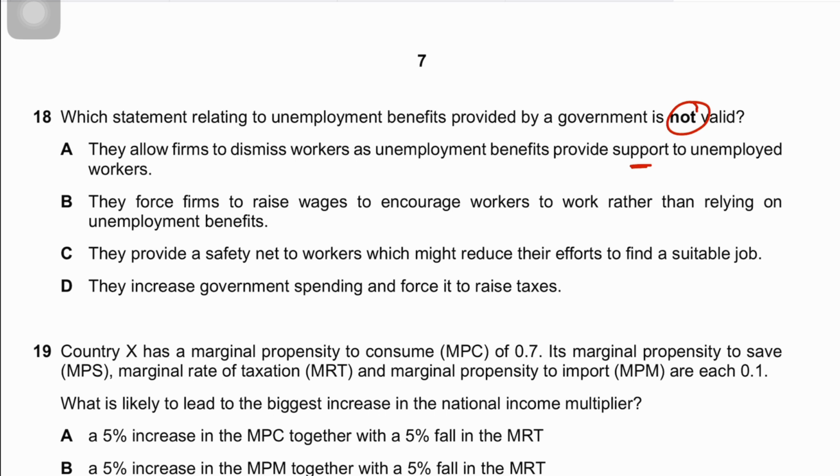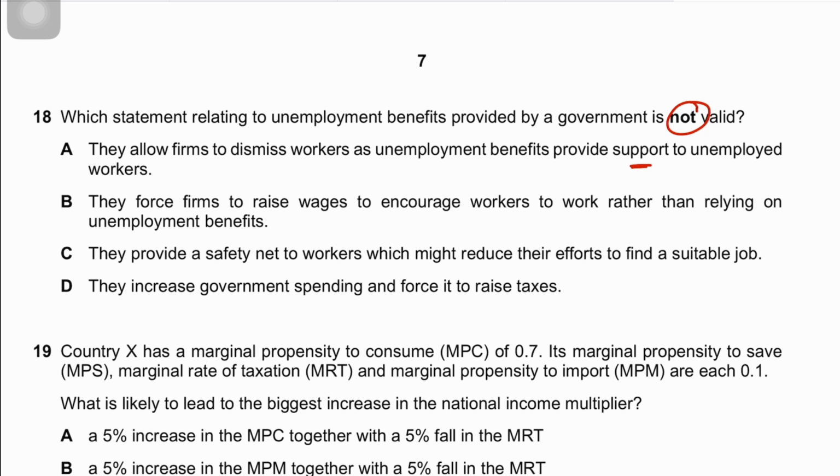So if workers are made redundant, they're made unemployed, so yes, it will provide them with a safety net, which will make it easier for firms to dismiss the workers during recessions and downturns without causing the workers immediate severe hardship. So it makes the decision easier for firms. Hence, this is the correct statement.